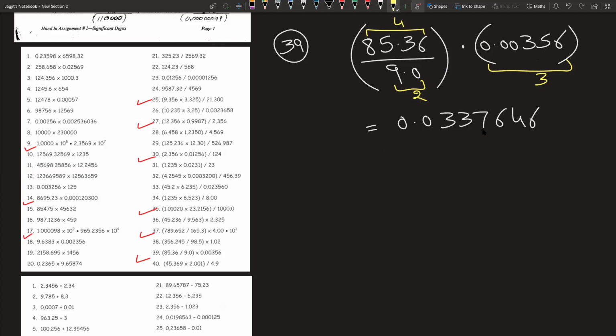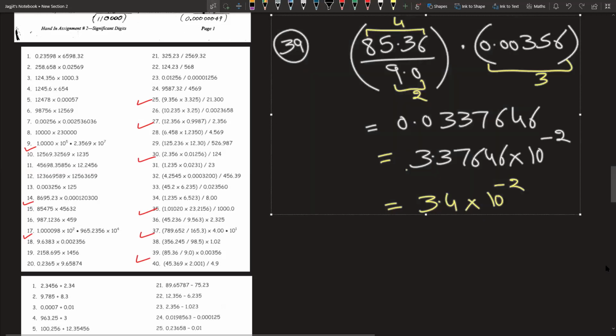Okay, this right now, let's rewrite this in scientific notation first. So this should be 3.37646 times 10 to the power, 1, 2 places to the right, so it'll be 10 to the power minus 2. But I need only 2 sig figs. So guys, I only need 2 numbers after the decimal. So this should be 3.3, but this is 7. We round it up to 4. 3.4 times 10 to the power minus 2. That's your answer. Does anyone have any questions on this? No. Okay, good. So you guys are good with multiplication and division now.